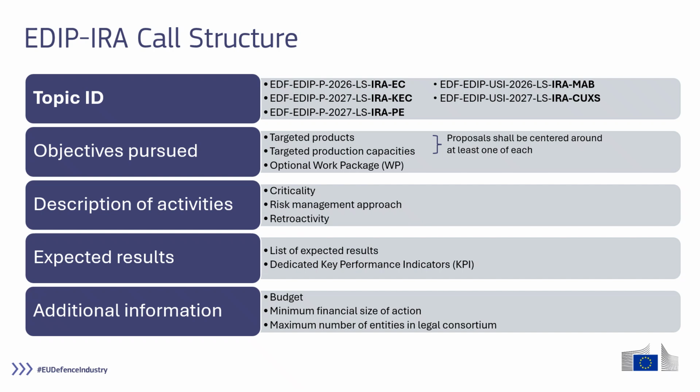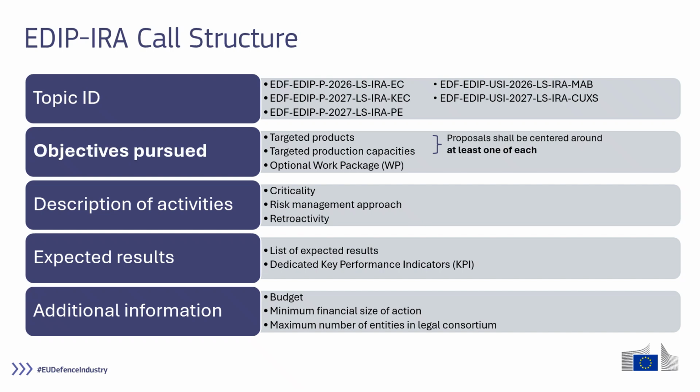The last part of the topic ID denotes the topic of the call. So, all of the calls listed here are for industrial reinforcement actions, which are meant to strengthen the competitiveness and readiness of the European defence technological industrial base and reinforce EU industrial production capacities. The Commission plans to support IRAs across 3 topics and under UC across 2 topics.